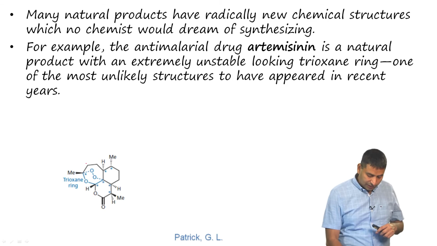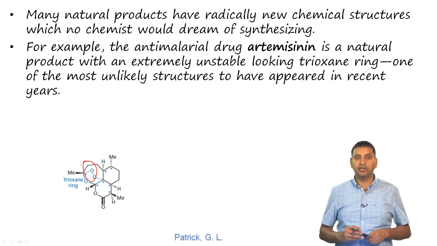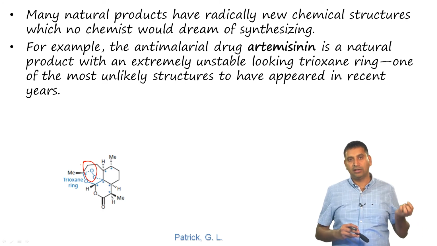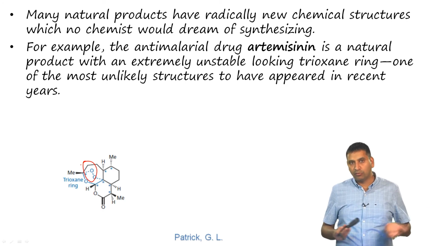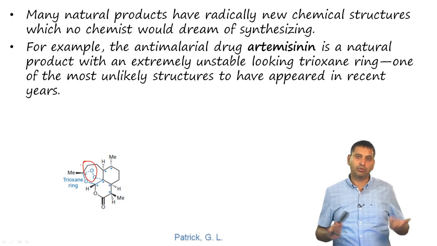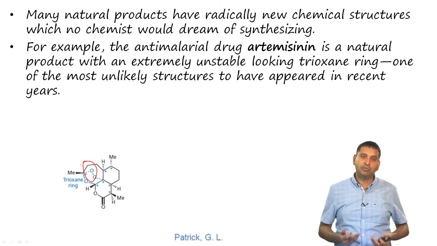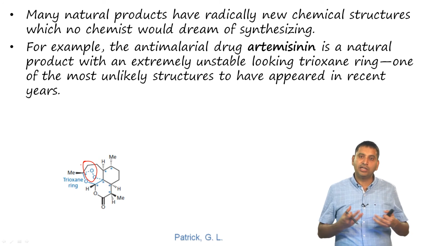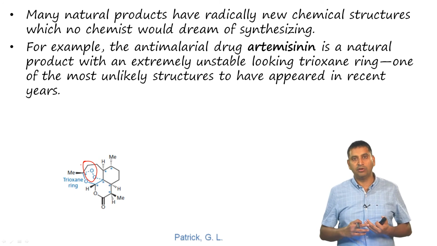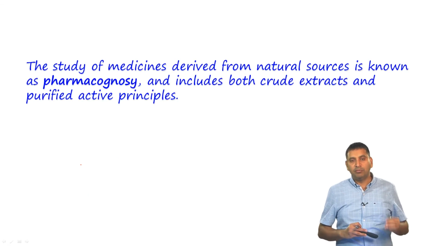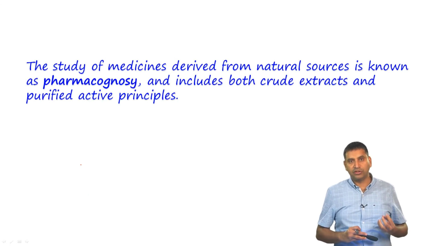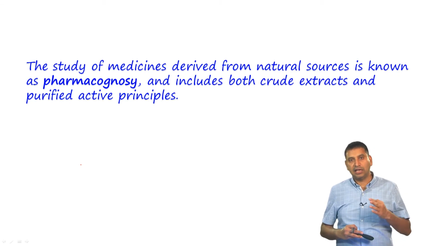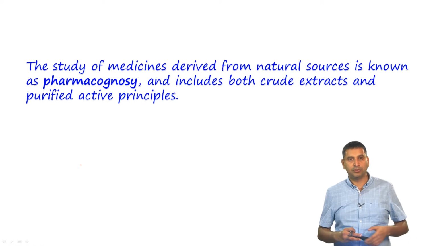For example, the anti-malarial drug Artemisinin has this endoperoxide ring, which is basically a trioxane moiety, which pretty much nobody, no chemist, would have designed. But since Artemisinin was found to have extremely good anti-malarial activity, one can now think of designing new compounds that have this similar functional group. The study of medicines derived from natural sources is known as pharmacognosy, and it includes both crude extracts as well as purified active principles.